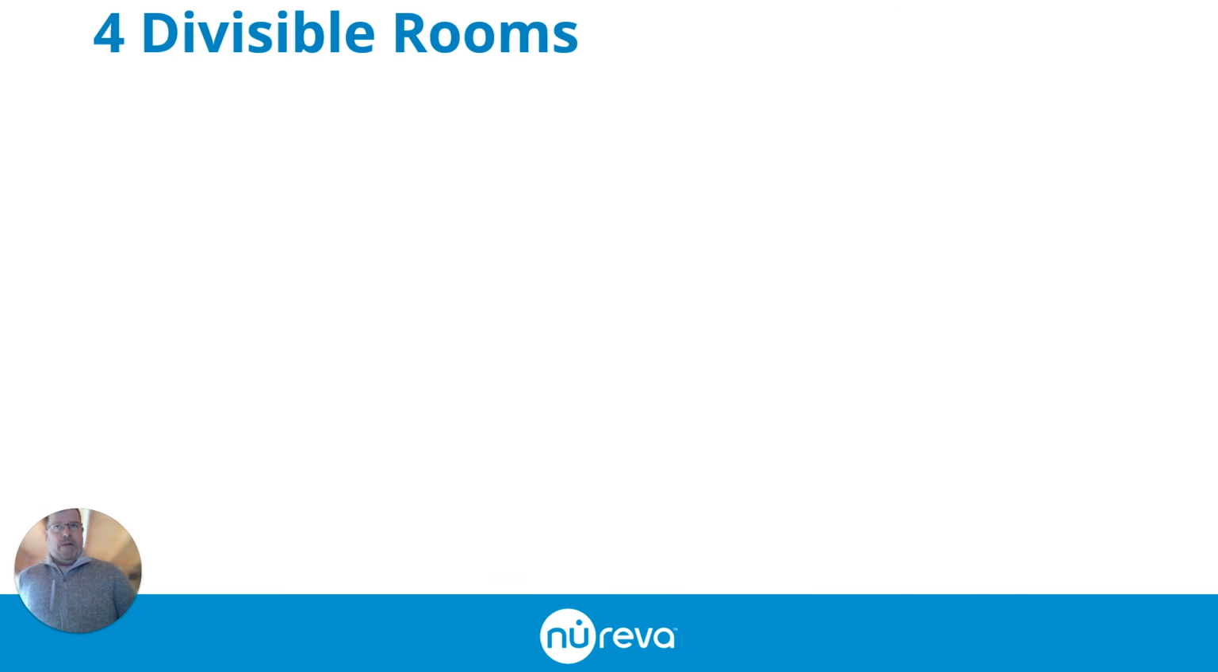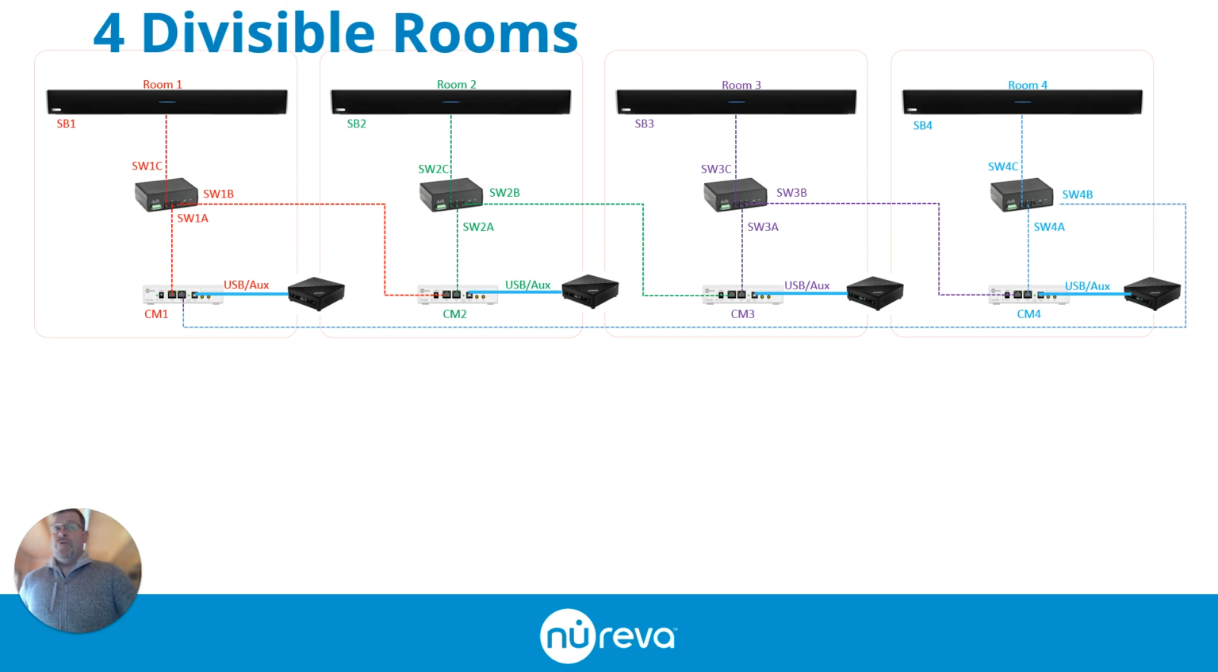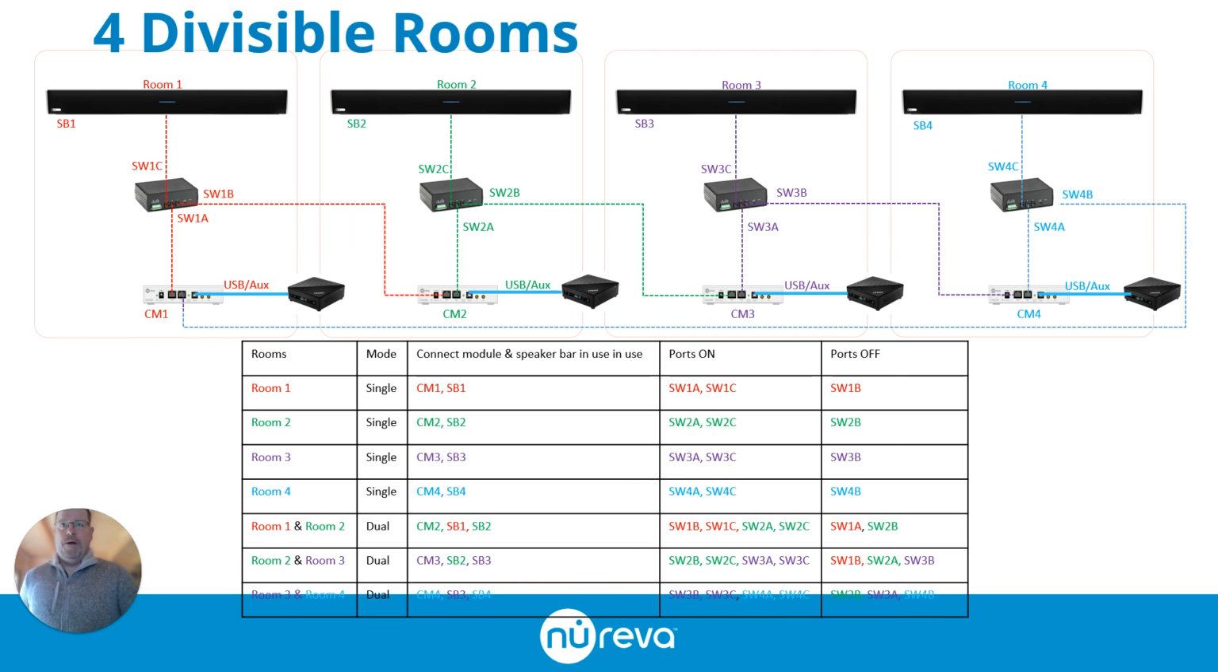Now, there is a way, and this is kind of hypothetical, but Nureva have tested it and it works, where you can have 4 divisible rooms. Now, this does start to get quite complicated, but in essence, you can have all the rooms working independently. You can then have rooms 1 and 2 working as a larger space. You can have rooms 2 and 3 working as a larger space. You can then also have rooms 3 and 4 working as a larger space.